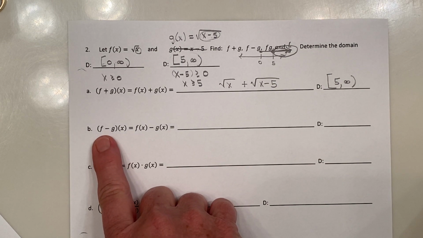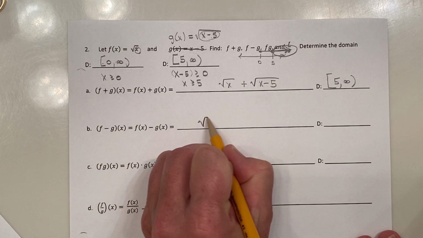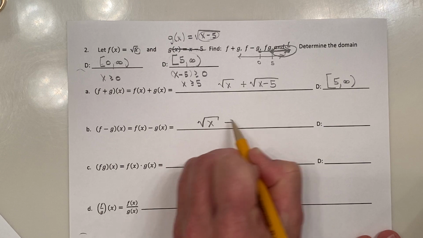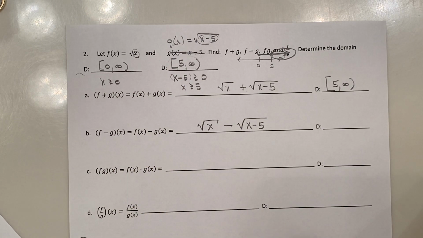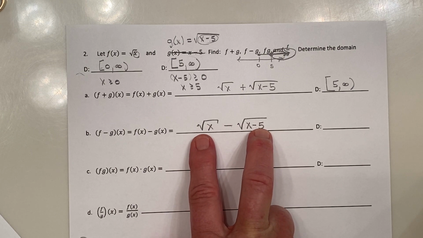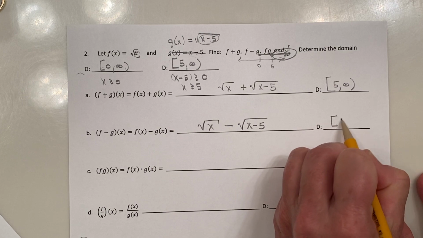All right, what are we asked to do in part B? Subtract the two functions. All right, f was the square root of x, and g was the square root of x minus 5. I cannot collect any, these are not like terms. I can't do any kind of collection. We just walk away from this problem, and the domain is the same.